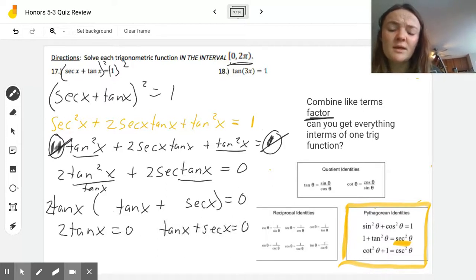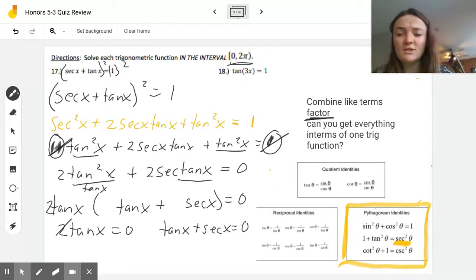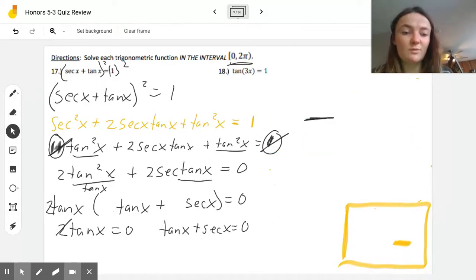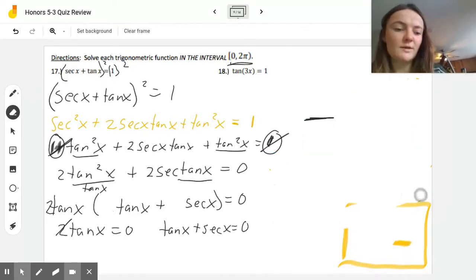All right, so when does tangent of x equal 0? In essence, I can divide this 2 out. I just want to know, when does tangent of x equal 0? So what I'm going to do is take my unit circle and see if I can do anything good with it. I'm actually going to erase because I need a little bit of space here. Hopefully I can fit everything in here.